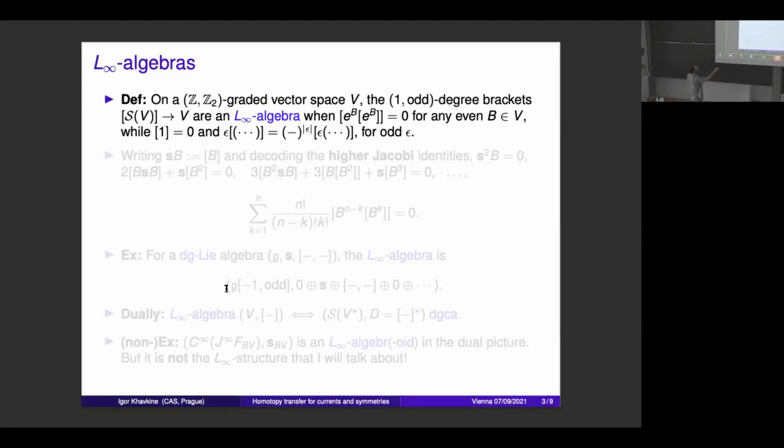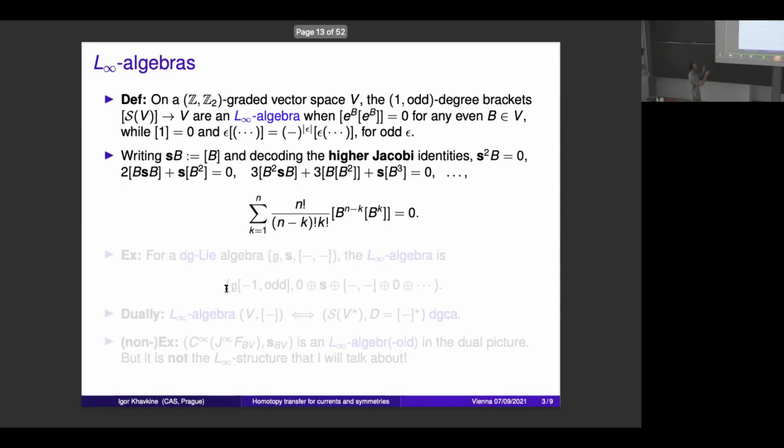These brackets are not arbitrary, but they must satisfy a certain identity called the higher Jacobi identities. Very succinctly, they can be written in this generating functional form. What this means: e to the b, where b is some element of V, is this formal series of 1 plus b plus b squared and so on, symmetrized. If you expand this in b, products of even elements span the entire graded symmetric space. So if you know how to specify the action of the brackets on these elements, you know how to specify them everywhere.